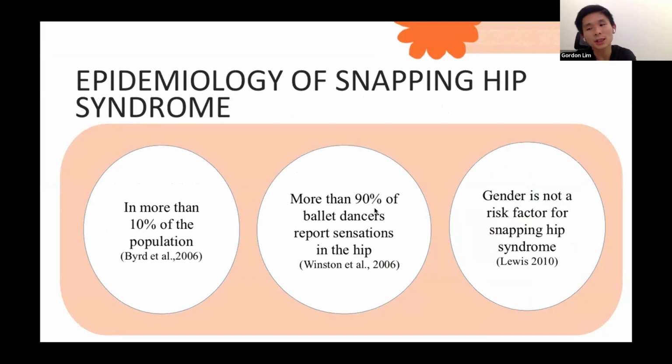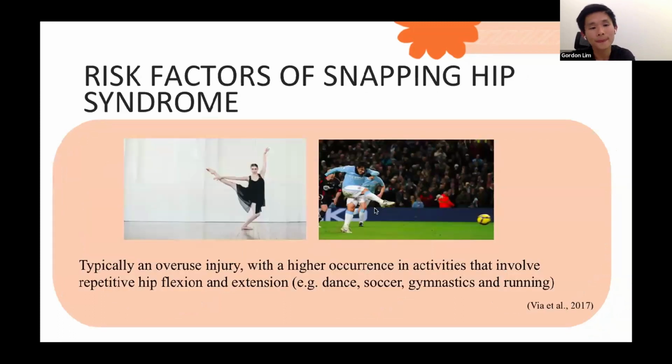According to Lewis 2010, they found that gender is not a risk factor when it comes to snapping hip syndrome, although there are other studies that show that it's more common in women than men. Snapping hip syndrome is typically an overuse injury with a higher occurrence in activities that involve repetitive flexion and extension. These movements are commonly performed, like I said, in dance, soccer, gymnastics, as well as running.